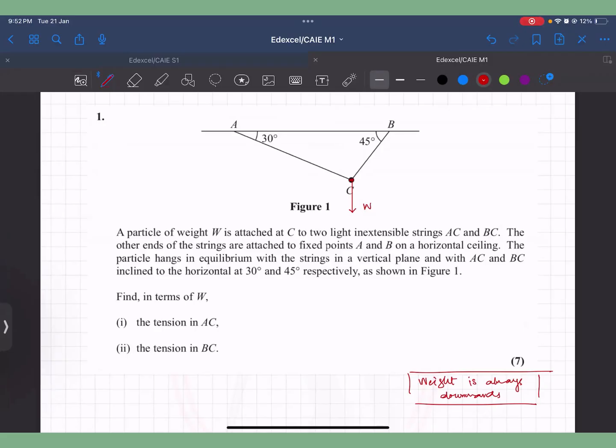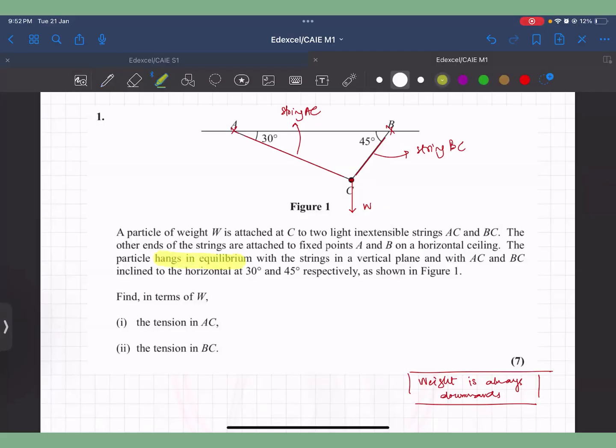Two light inextensible strings, these are the inextensible strings. These are separate. This is one of them, and this is the other. So AC and BC. The other ends of the strings are attached to fixed points. These are fixed points A and B. Let's suppose this is string AC, and this is string BC. The particle hangs in equilibrium.